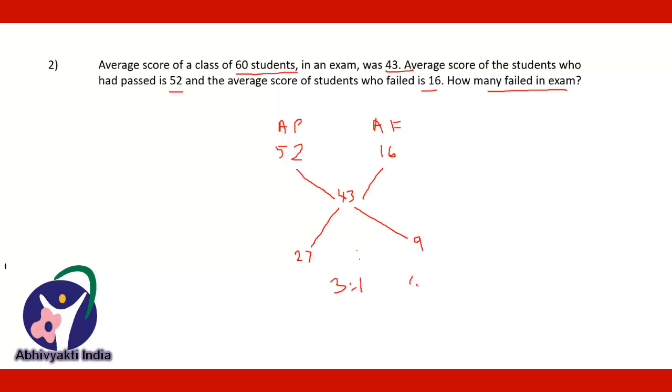So the total parts will be 4. Out of these, 3 parts will be passing and 1 part will be failing. So we have to find the failures. So it will be 1 by 4 multiplied by 60, the total number of students. Means out of 60 students, 4 parts are there and out of that 4 parts, 1 part is failure, so 1/4 into 60 is equal to 15, and hence 15 students failed in the examination.